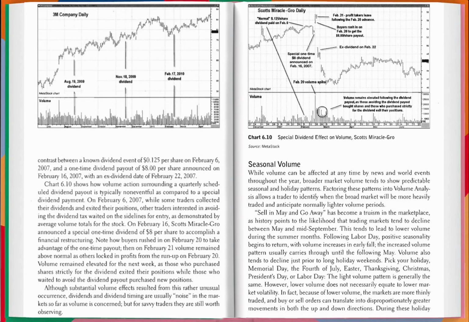Seasonal volume. While volume can be affected at any time by news and world events throughout the year, broader market volume tends to show predictable seasonal and holiday patterns. Factoring these patterns into volume analysis allows a trader to identify when the broad market will be more heavily traded and anticipate normally lighter volume periods. Sell in May and go away has become a truism in the marketplace, as history points to the likelihood that trading markets tend to decline between May and mid-September. This tends to lead to lower volume during the summer months.